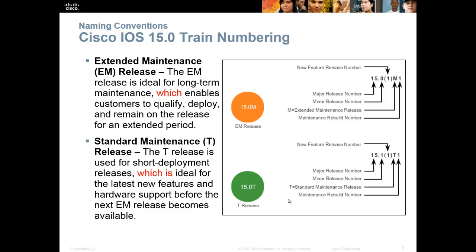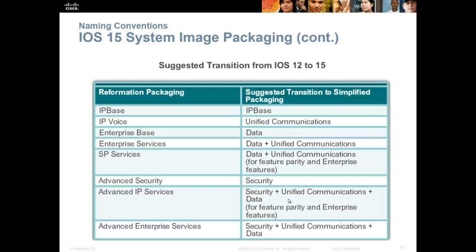And then there's the standard maintenance release, or the T release. That's for more short-term stuff. I want to get the latest updates. I want to keep making changes to this router. So that's where your T version comes in. So here's the transition from version 12 to version 15. Remember, there is no IOS version 13 and 14. They went from 12.4 right up to 15.0.